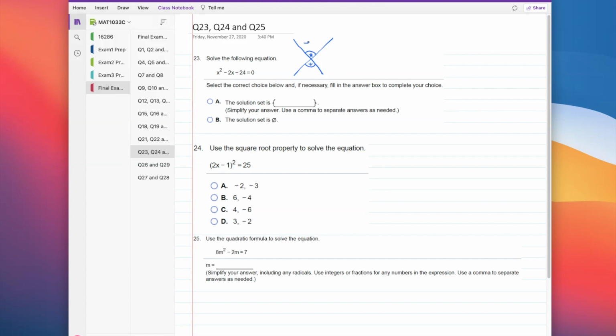So the product has to be negative 24 and the sum has to be negative 2. The numbers are 6 and 4. Now I have to take care of the signs. The product is negative and the sum is negative. One of the two must be negative for the product to be negative. And which one? It must be the bigger one, because when I add, the result is negative.